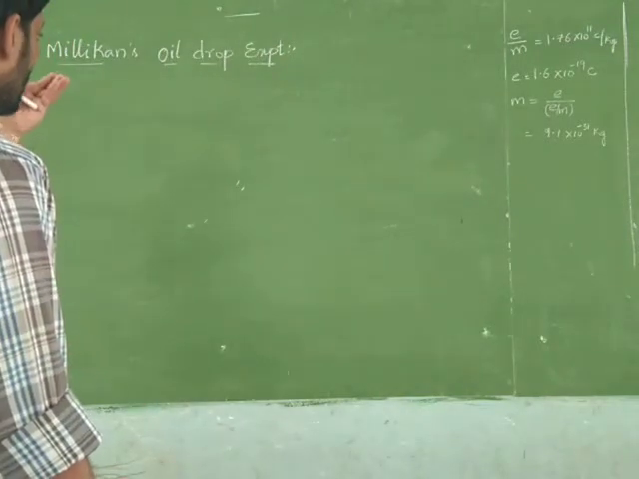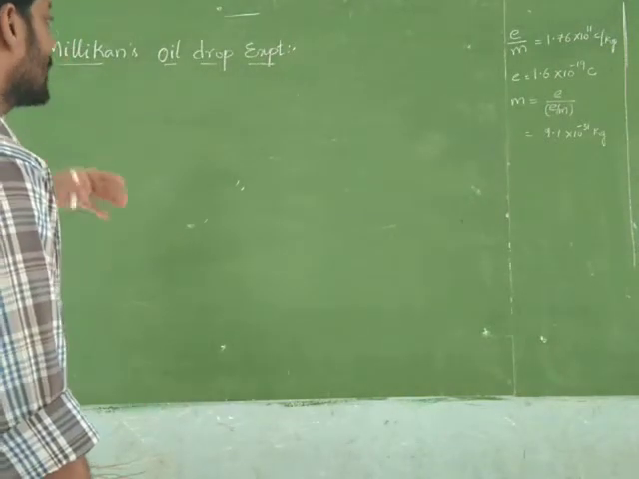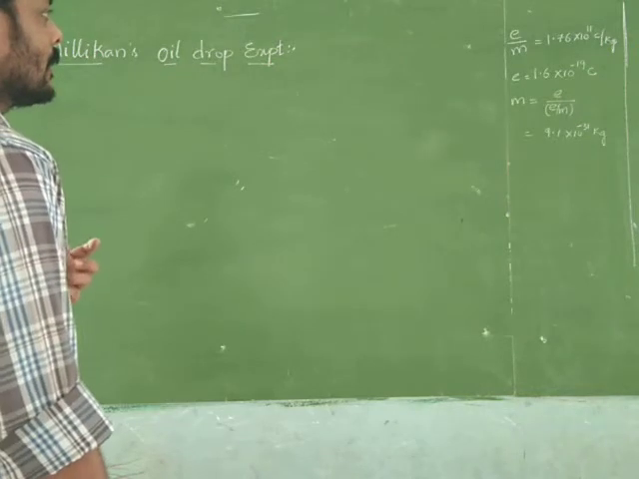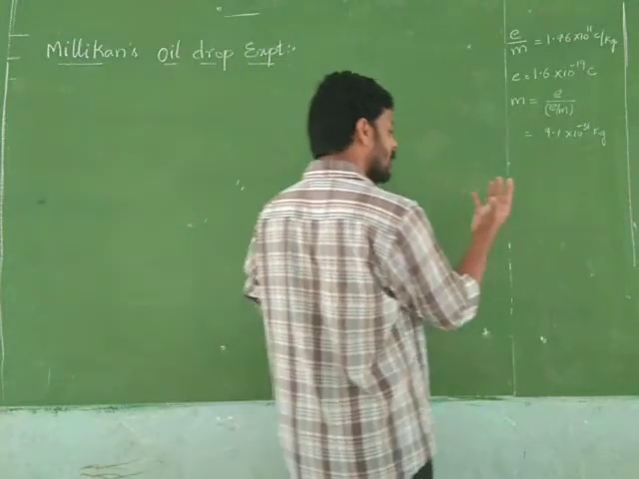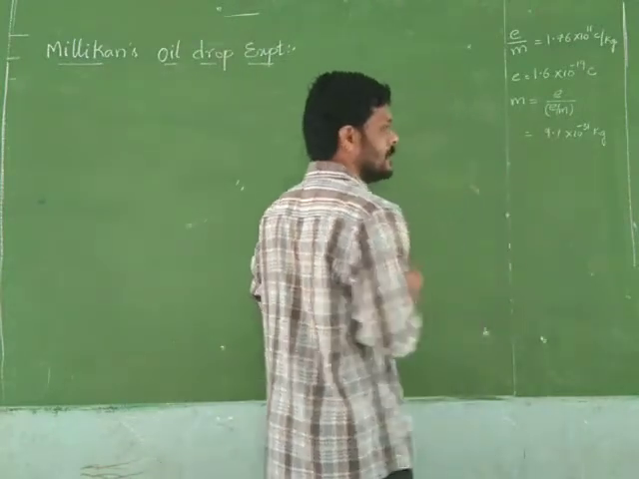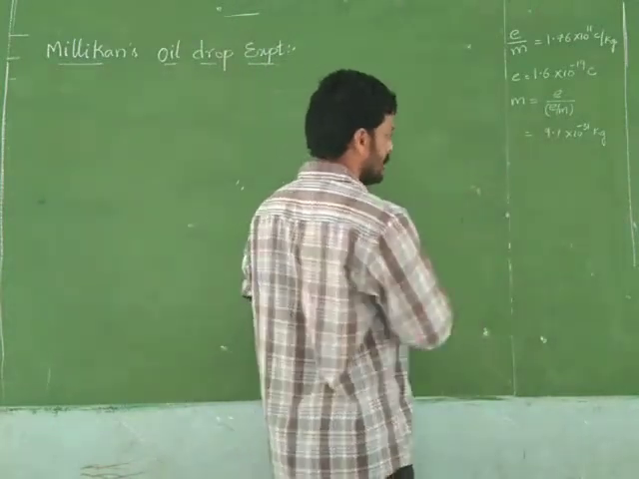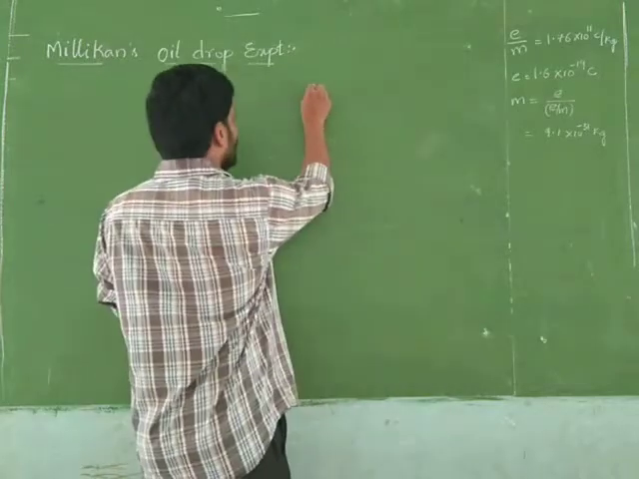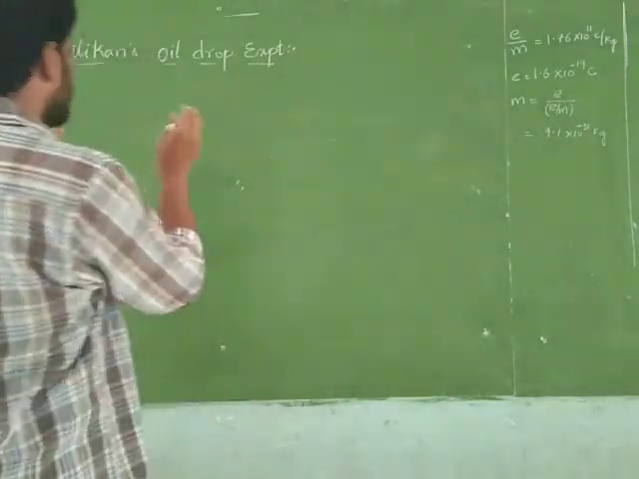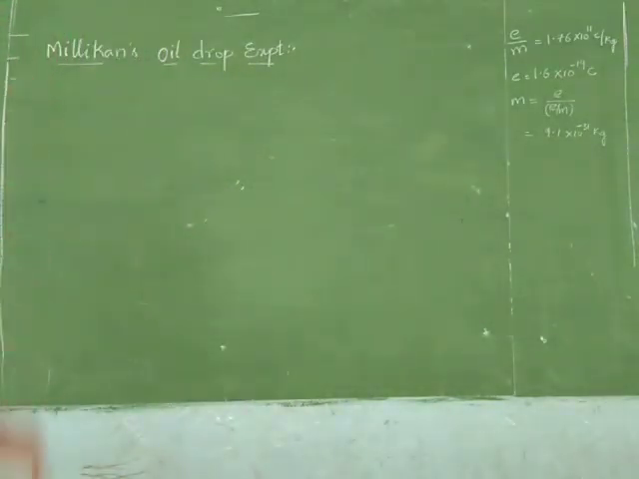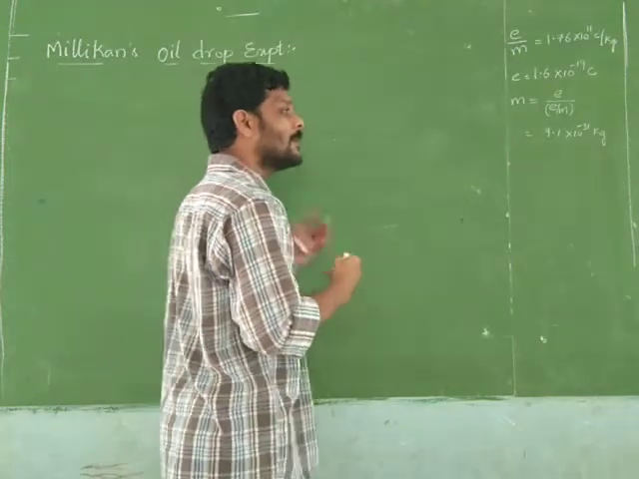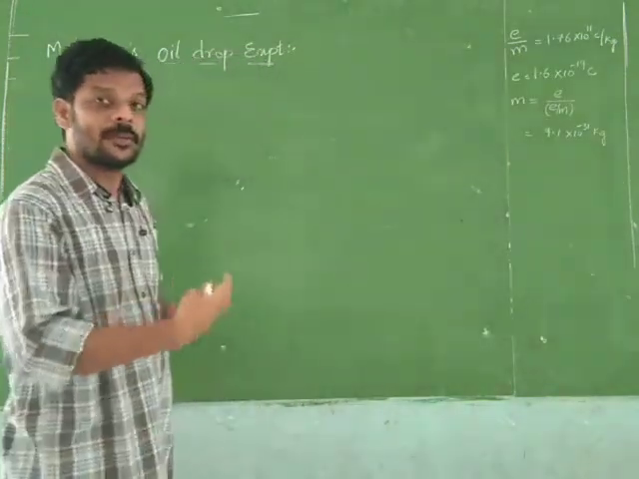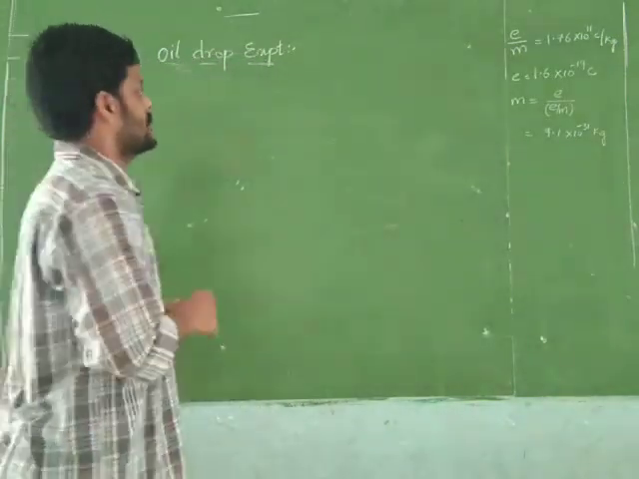So if we want to fully understand Millikan's oil drop experiment, we consider 4 kinds of forces while doing this experiment. I'll draw the diagram representing Millikan's oil drop experiment, but before that we have to study, learn, and remember the equations for the different forces.